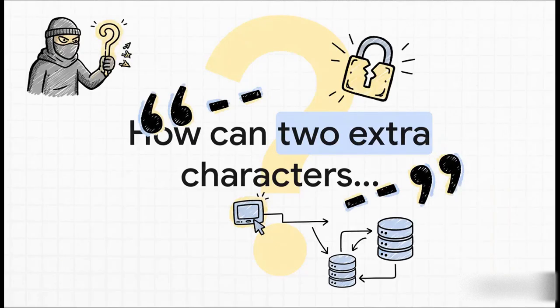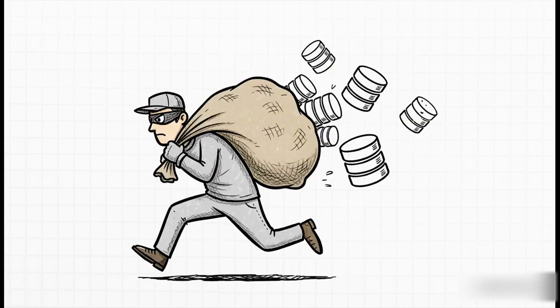I mean, it sounds kind of hard to believe, right? What if I told you that a clever thief doesn't need some massive, complicated plan? That sometimes all it really takes are two little characters, just two, to completely bypass security, swing the vault door wide open, and just walk away with everything? Well, that is the power and the danger of SQL injection. Let's dig in and see how it works.